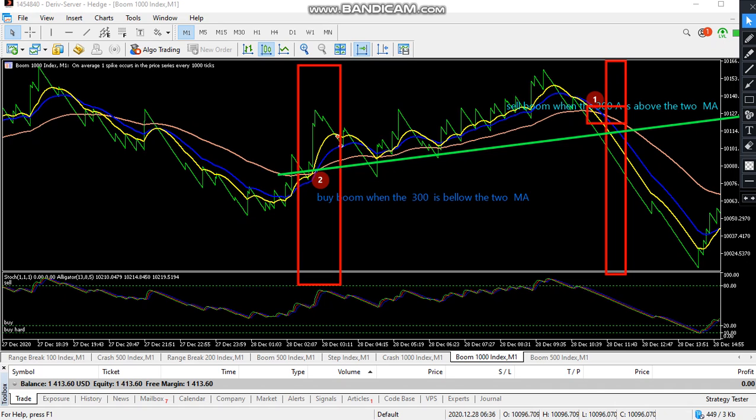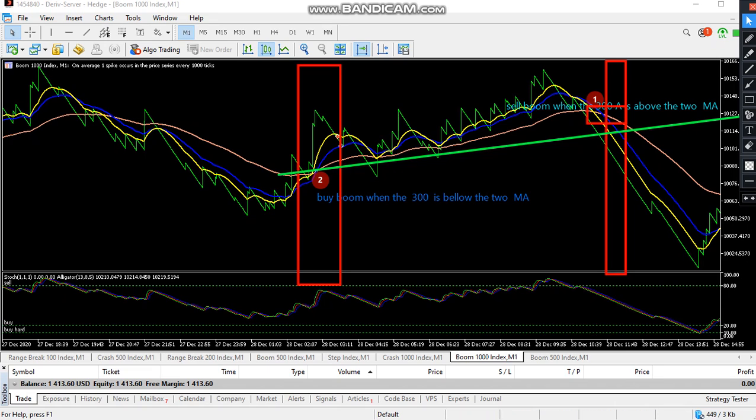As you can see, the market goes down to the 300 moving average, then spikes, then goes down a little bit, spikes, and then comes back to the 300 moving average, spikes again. It's failing to break the 300 moving average. That's why I say, in order for you to buy Boom, the 300 moving average should be below the 2 moving averages.